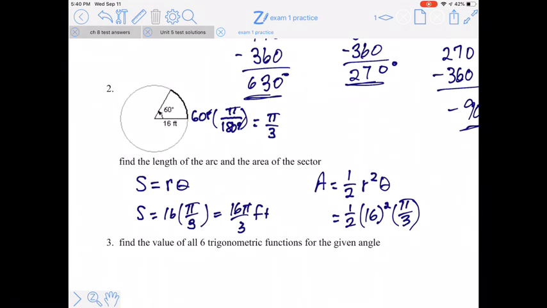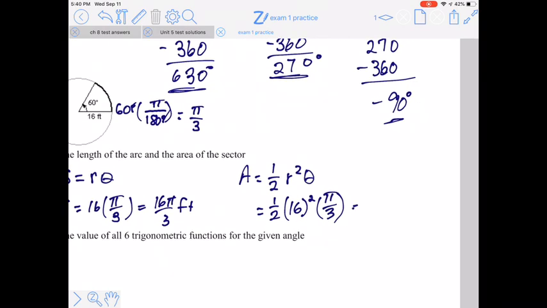So 16 squared is 256. Half of that would be 128. So it would be 128 pi thirds. And this is an area, so it needs a unit of measure, but since it's an area, it's square feet.